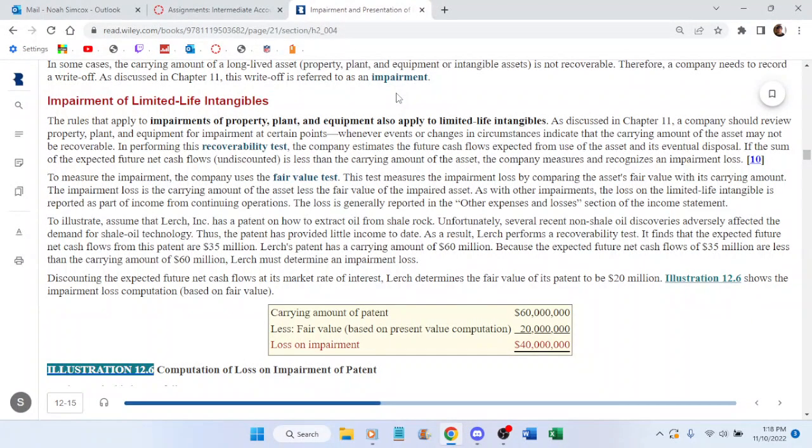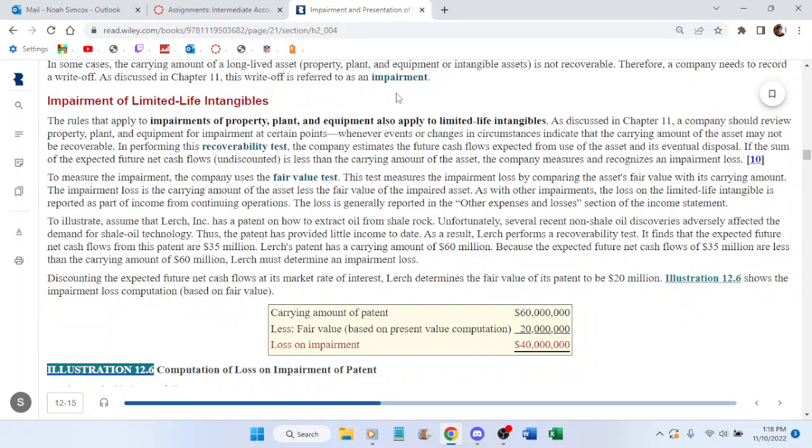If the sum of the expected future net cash flows, undiscounted, is less than the carrying amount of the asset, the company measures and recognizes an impairment loss. To measure the impairment, the company uses the fair value test. This test measures the impairment loss by comparing the asset's fair value with its carrying amount. The impairment loss is the carrying amount of the asset less the fair value of the impaired asset.